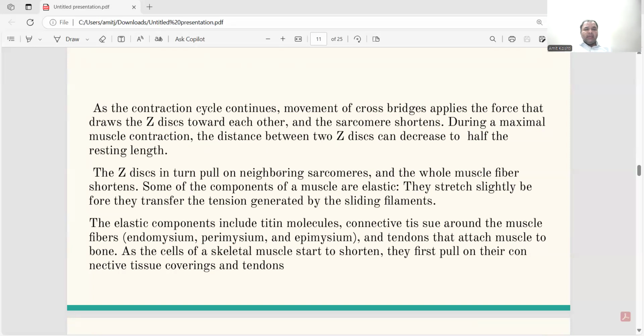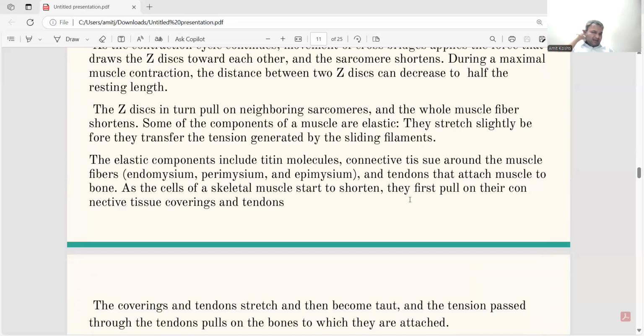Some of the components of the muscles are elastic, so you can study this from the slide. They stretch slightly before they transfer the tension generated by the sliding filaments. As I taught you in an earlier lecture, the elastic component is the titin molecules. The connective tissue of the muscle fibers, that is endomysium and perimysium, all have elastic components, and so do your tendons that attach the muscle to the bone.